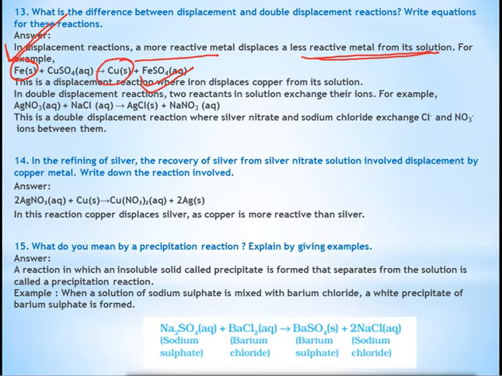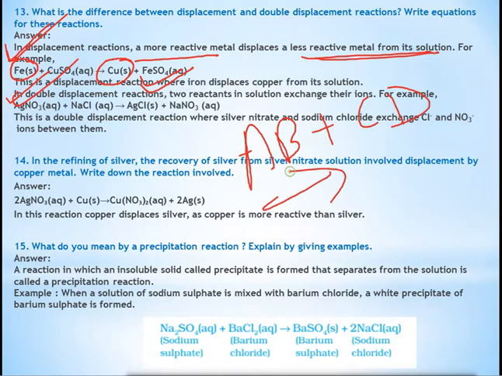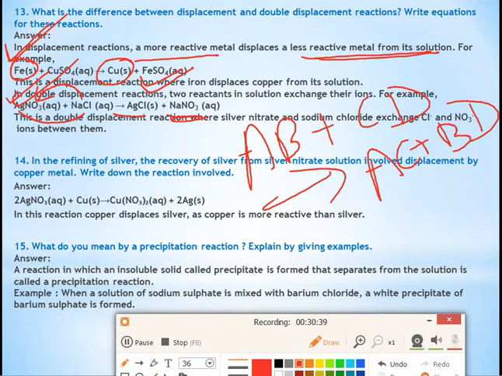Now, in double displacement reaction, what happens? Two reactants in solution exchange their ions. For example, let's take a general reaction, AB plus CD. In this reaction, they will exchange their ions and form AC plus BD. For example, AgNO3, silver nitrate, when it combines with sodium chloride, NaCl, forms silver chloride, AgCl. Ag combines with chlorine to form AgCl, and sodium combines with nitrate, NO3, to form sodium nitrate, NaNO3. So this is the difference between displacement and double displacement reaction.